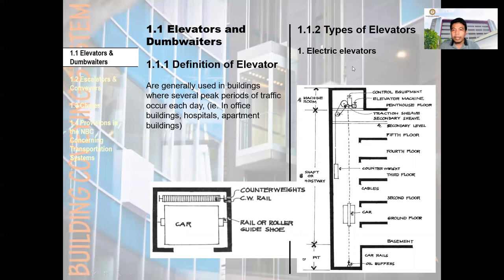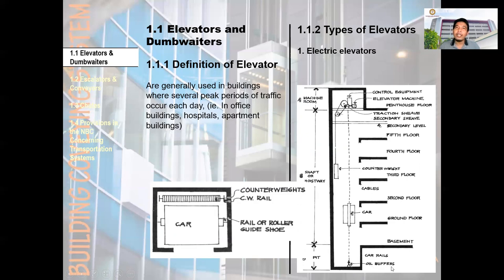For electric elevators, this is the diagram. We have the control equipment mostly at the top, and then the elevator machine. This is the penthouse floor, mostly the control room or machine room of the elevator. In the elevator car, you also have the counterweights, the CW rails, and the rail or guide shoe. This is the floor levels and then the basement. At the bottom, you have the oil buffers.